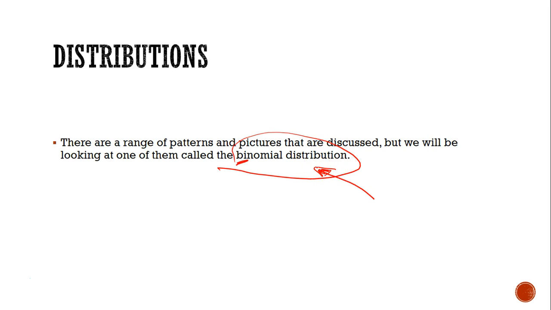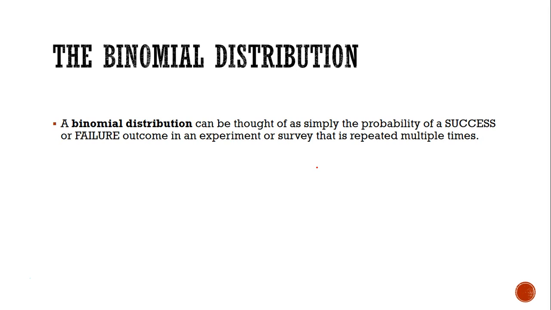Right. So what is the binomial distribution? So, I mean, a binomial distribution can be thought of simply as the probability of a success or failure in an experiment or survey that is repeated multiple times. Don't worry, we're going to break this down a little, but just take it simply as what it is, and we'll do some examples for you to see. So it's the probability, isn't it, of success or failure in an experiment.